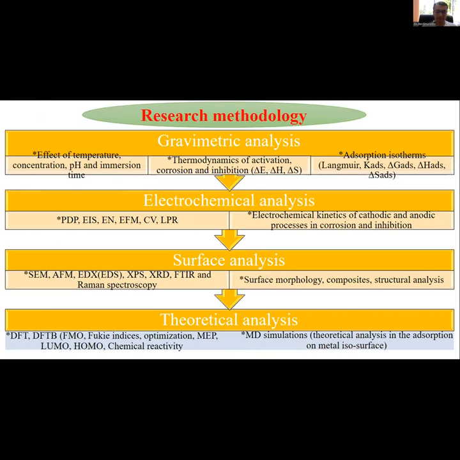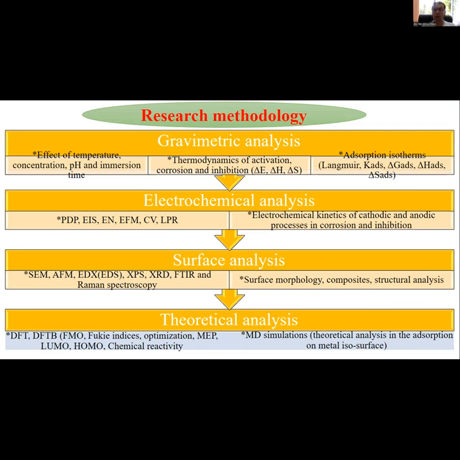Okay, next one is research methodology. For example, if you want to create or investigate some corrosion inhibitors, then you need to select the research methodology. It's very important because many students and researchers don't know how to do the research. I recommend that the first research is gravimetric analysis. In this analysis, you need to find the effect of temperature, concentration, pH, immersion time, and also some thermodynamic functions, for example, enthalpy, entropy, activation energy, which you can easily calculate.